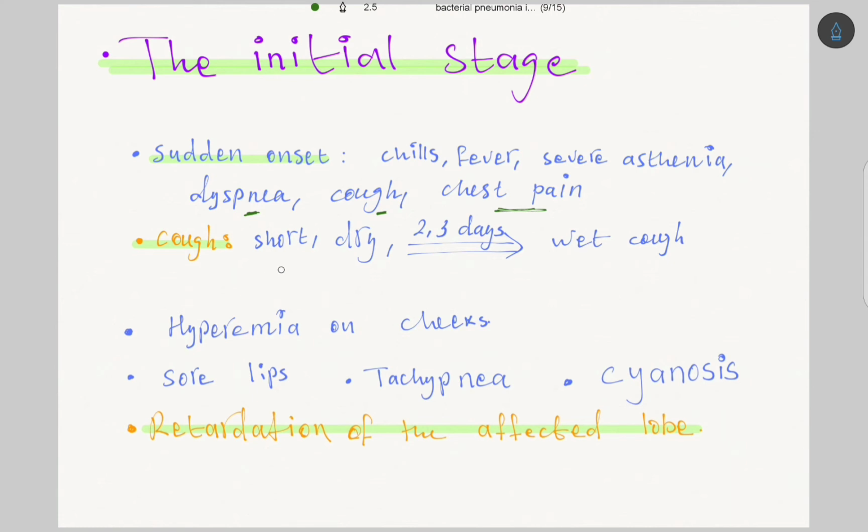The cough is short and dry, and after 2-3 days it becomes wet with expectoration of sputum. Also, another sign is hyperemia in the cheeks. So the cheeks become red and the lips become sore, in addition to tachypnea and cyanosis. The lobe affected in pneumonia becomes retarded. So retardation of the affected lobe is a characteristic feature for pneumonia.